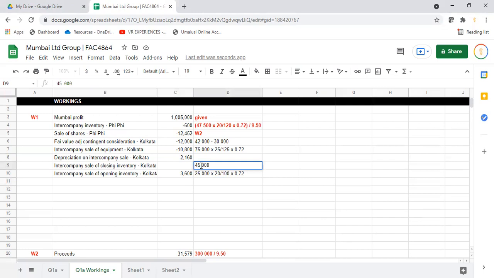Included in the 45,000 is an unrealized profit of 20% on gross profit. So we say 20 over 100. If it was on cost, it would be 20 over 120. We want it after tax, so we say 0.72. So we're going to say equals, open bracket, 45 times 20 divided by 100 times 0.72. Because there's a closing balance, we want to remove the unrealized profit, so we have to decrease profit or loss. Okay, so just take note of that.